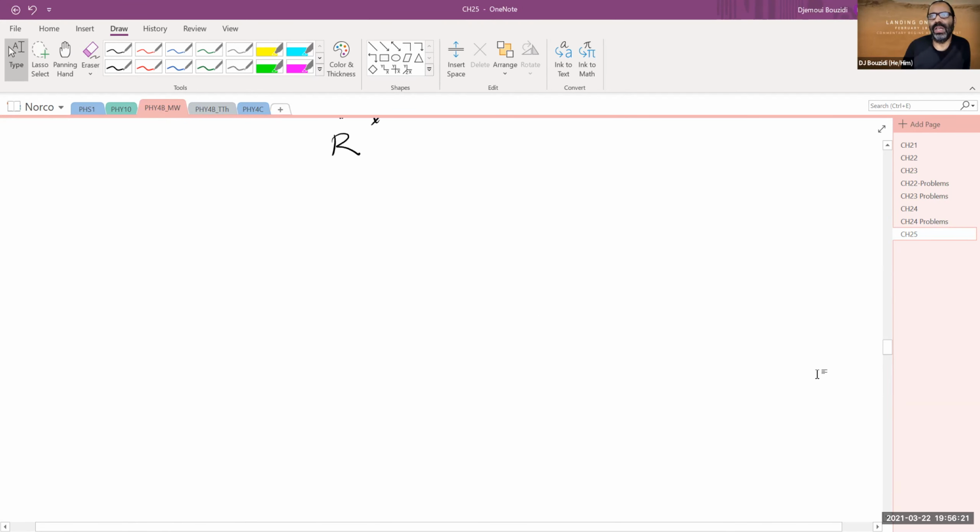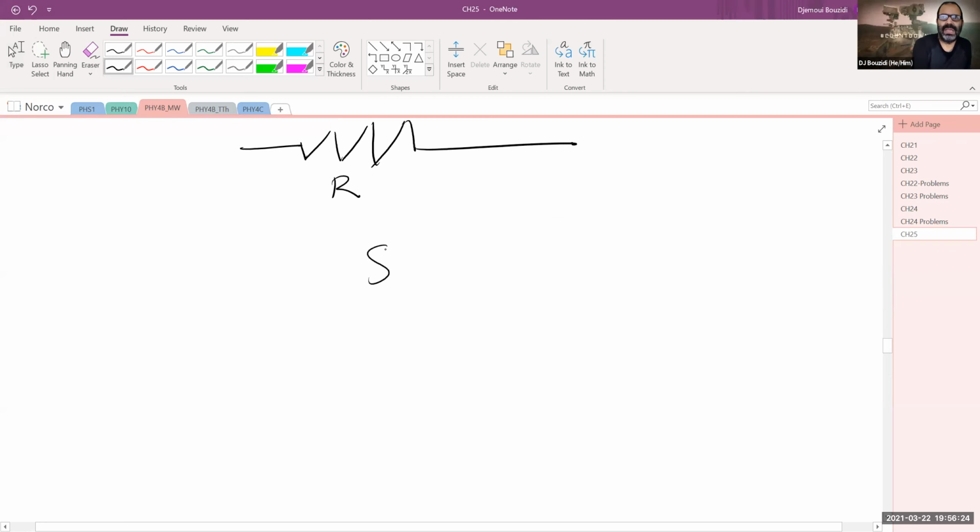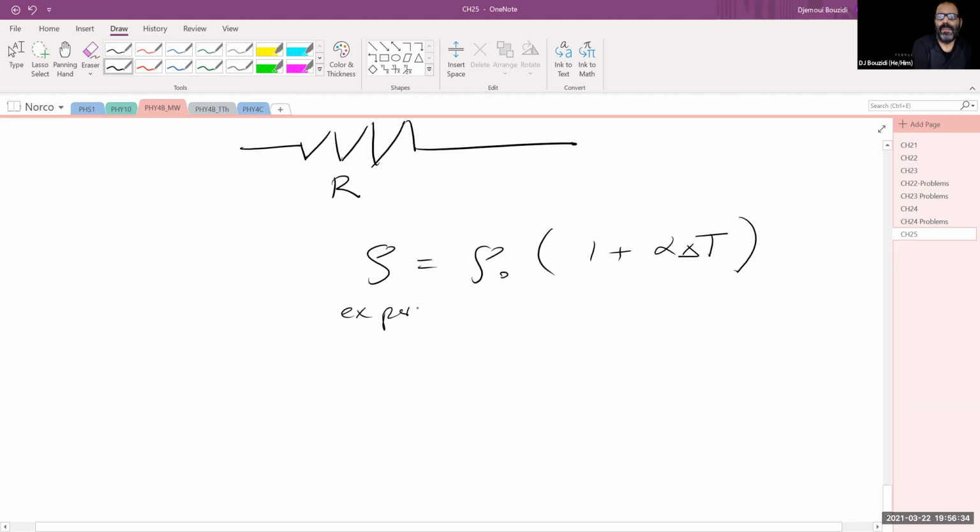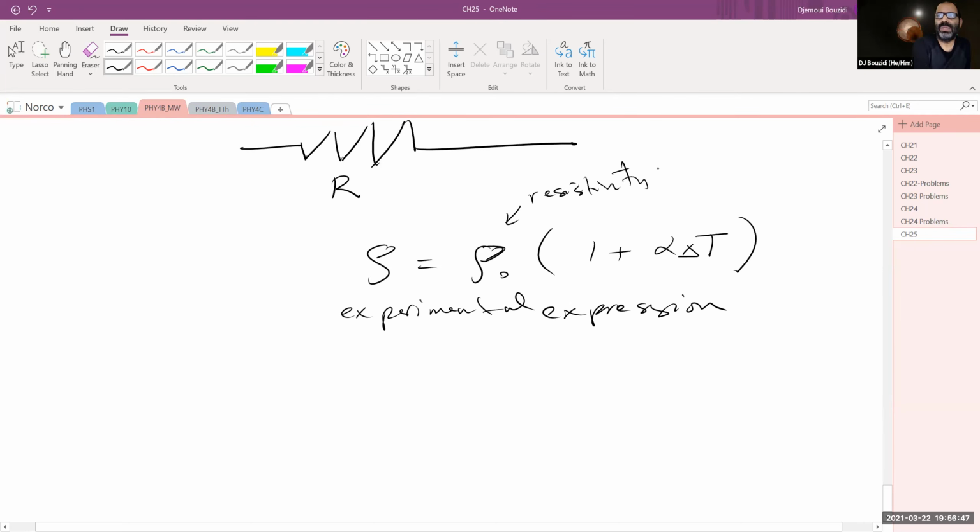Furthermore, it is shown experimentally that as the temperature increases, the resistivity increases from room temperature by a factor that depends on the change in temperature. So this is actually an experimental expression. Okay, the proof for it is beyond this course. This is the resistivity at room temperature. Alpha is a coefficient of thermal change in resistivity, basically, with change in temperature. So alpha is a property of the material again. Delta T is the change in temperature. So the higher the temperature, the higher the resistance.